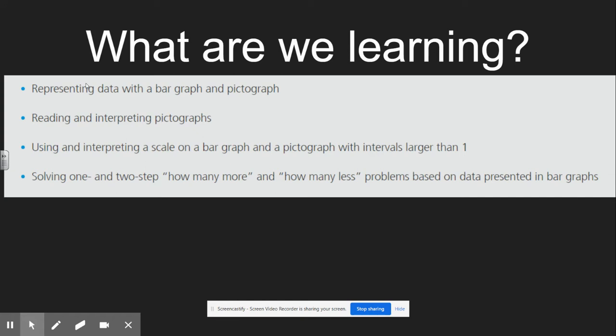What are we learning? We're representing data with a bar graph and pictograph, reading and interpreting pictographs, using and interpreting a scale on a bar graph and a pictograph with intervals larger than 1, solving 1 and 2 step how many more and how many less problems based on data presented in bar graphs.